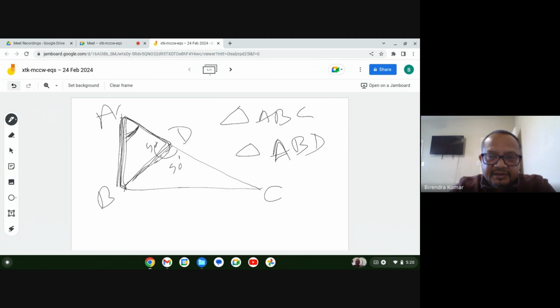The angle A. In the smaller triangle also this angle is there. In the bigger triangle also this angle is there. Do you see that?